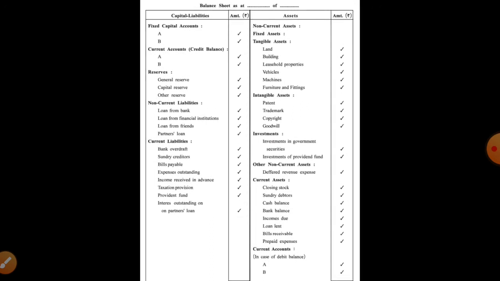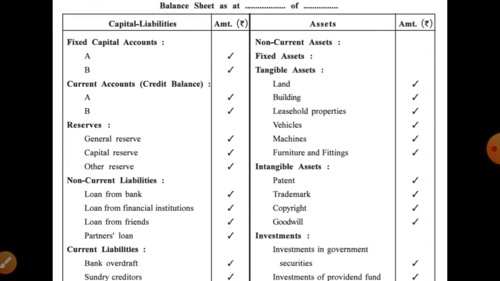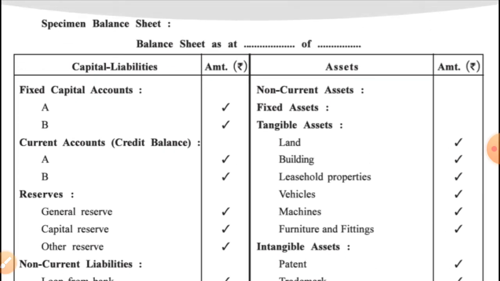Now, let us understand the last topic of today's video lecture, that is the specimen of the balance sheet. You can see on your screen, that is balance sheet as at. You have to write over here balance sheet as on or as at. You cannot write balance sheet for the year ending. So be careful while writing the heading of the balance sheet.